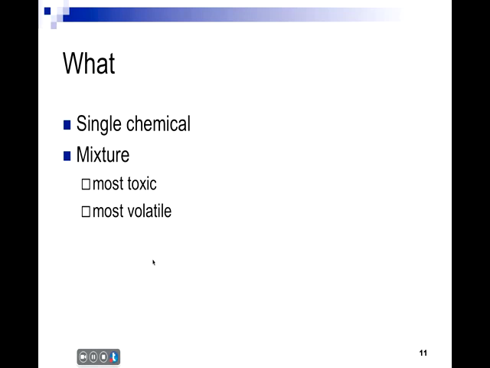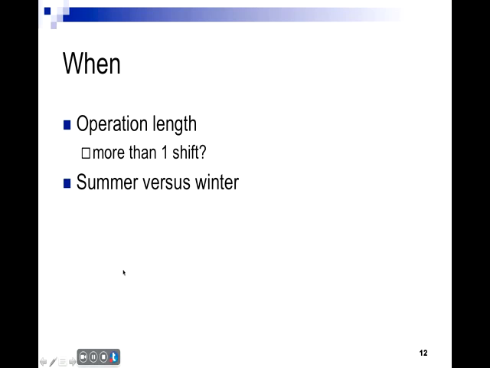Now what? Sometimes it's easy. There's a single chemical there and you want to sample for that chemical, but that's unlikely to be the case most of the time. Usually you have a mixture of chemicals, in some cases dozens or hundreds of chemicals, so which ones do you really want to put your resources on trying to measure? Some things to consider are which chemicals are the most toxic, and they may deserve most of your attention, or which ones are most likely to be inhaled, and these would be those that are most volatile. And so those are some things that you might want to consider before you do your sampling strategy.